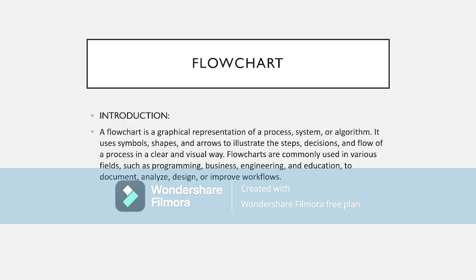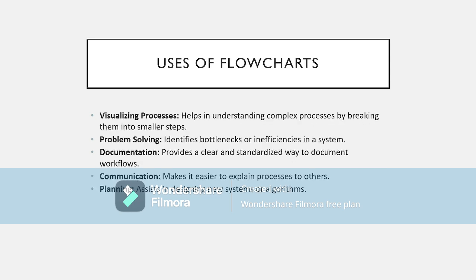First of all, what is a flowchart? A flowchart is a graphical representation of a process, system or algorithm. It uses symbols, shapes and arrows to illustrate the steps, decisions and flow of a process in a clear and visual way. Flowcharts are commonly used in various fields such as programming, business, engineering, and education to document, analyze, design, or improve workflows.